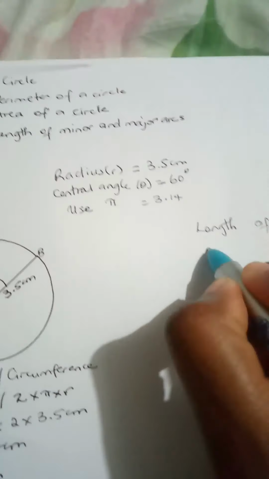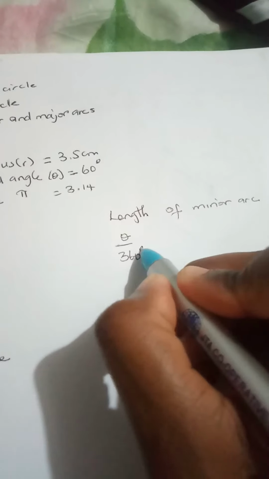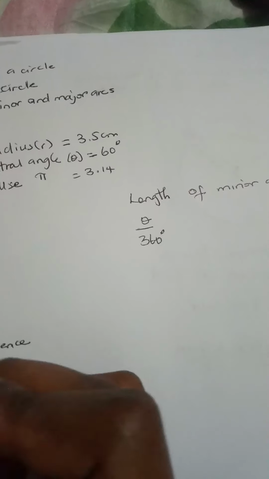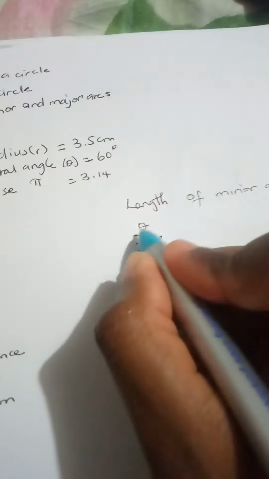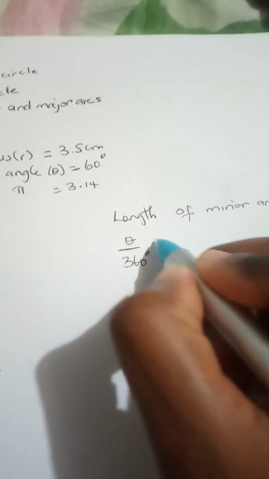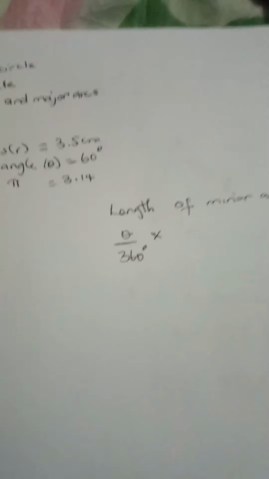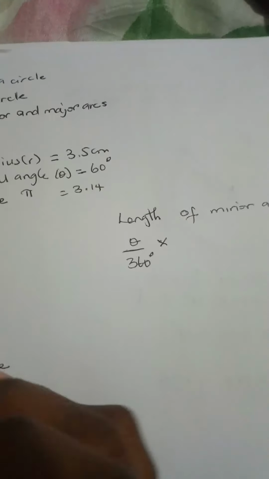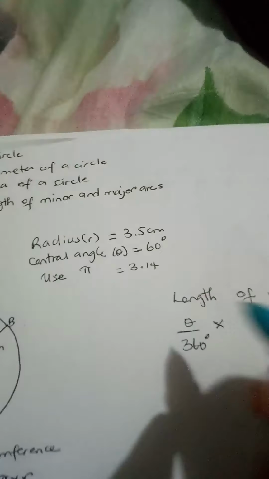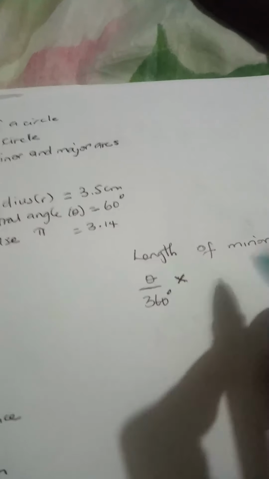So we're going to use a formula, theta over 360 degrees, because 360 degrees is the total degree measure within a circle. So all angles at a point will add up to give us 360 degrees. So theta over 360 degrees multiplied by the circumference, because the arc is a portion of the circumference, as we mentioned over here. Then we want to find out what fraction of the circumference is represented by the 60 degrees.